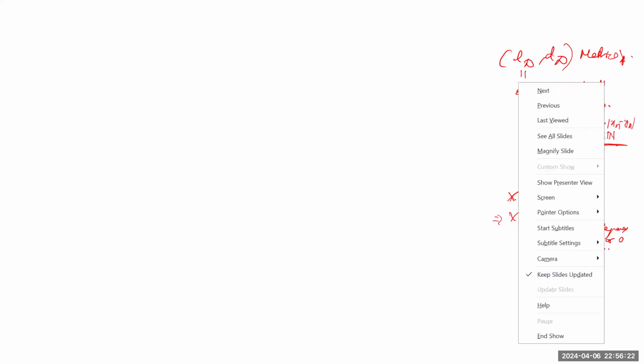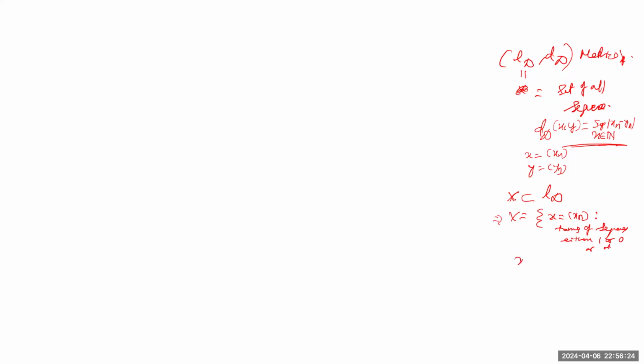That is 1 and 0, right? So for example, I can take x_n equal to 0, 1, 1, 0, 0, 1, and so on. And y_n, this is my sequence x and this is my sequence y_n, you can take 1, 0, 0, 0, 1. But whatever the sequences in the set X, all are either 1 or 0, right?